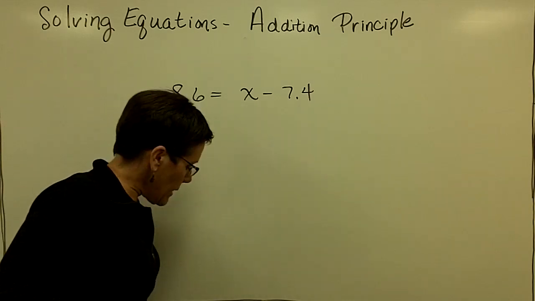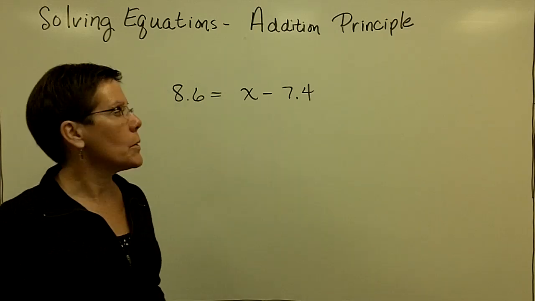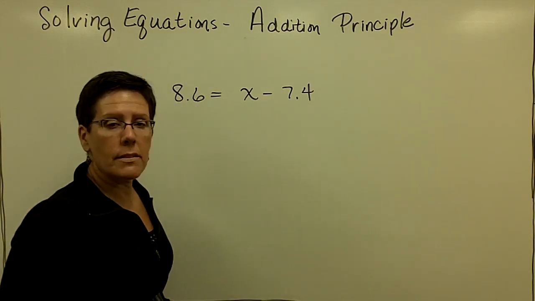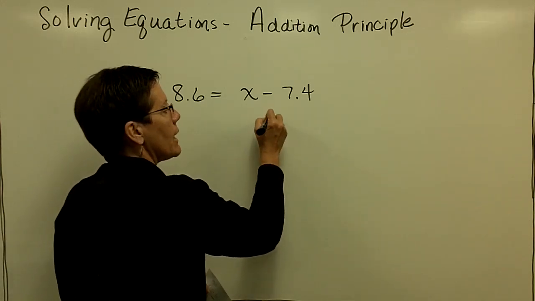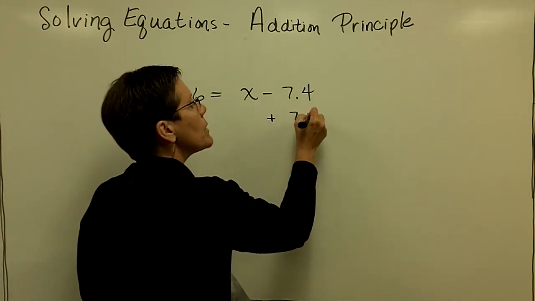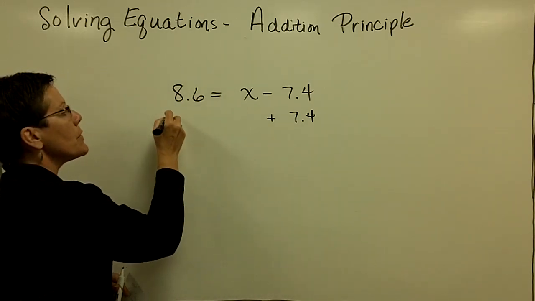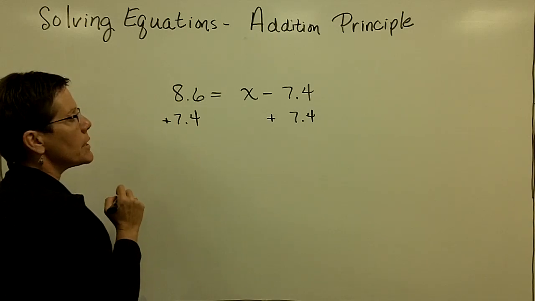And then next, I'd like you to know that the author of our textbook, and the author of many textbooks, when they see this minus 7.4, they say, I should add 7.4 to both sides. I'd just like you to notice that I add my 7.4 right below that minus 7.4, and I make sure to put that over here underneath that like term.